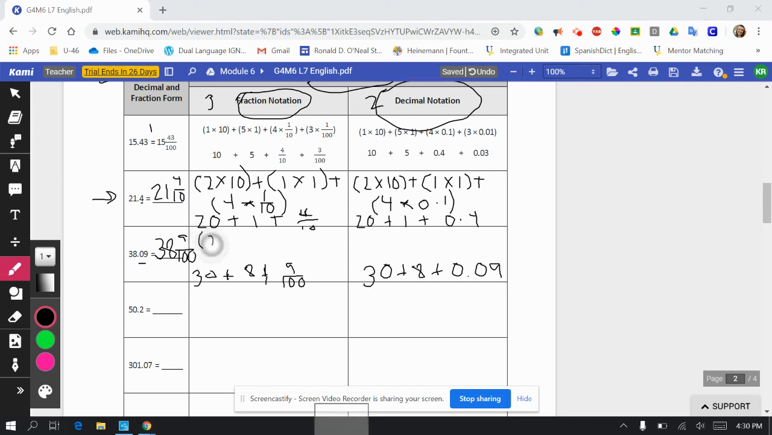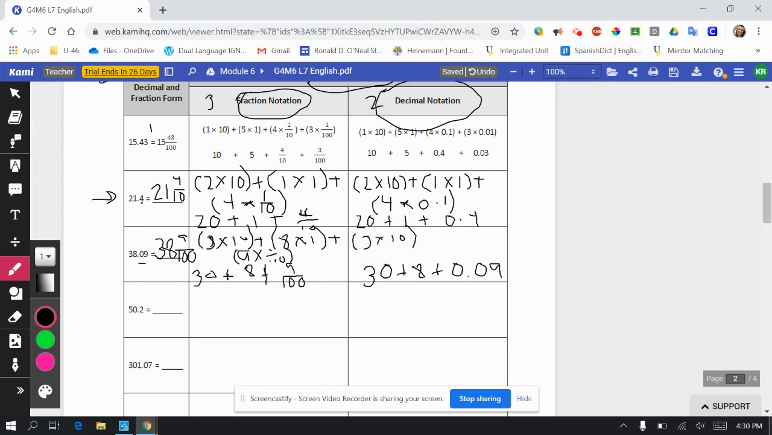So 30 is 3 times 10 plus, forgive my handwriting, I'm really trying, 8 times 1 plus 9 times 1/100th.